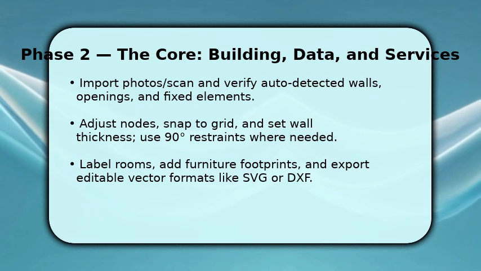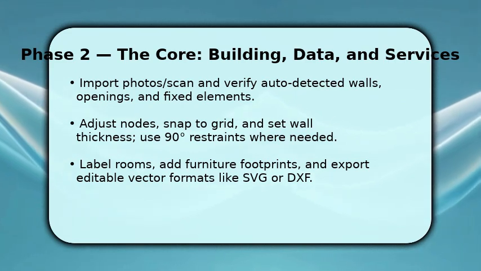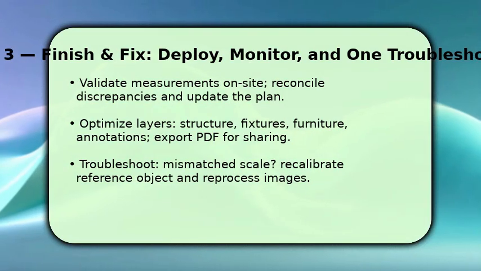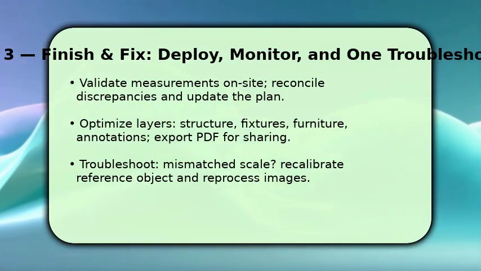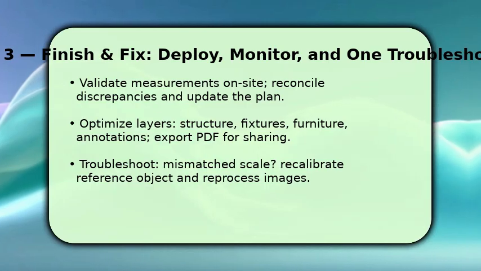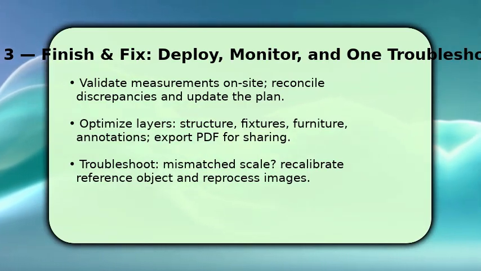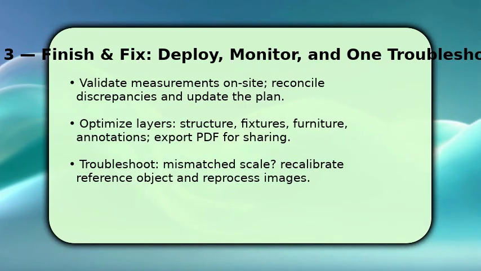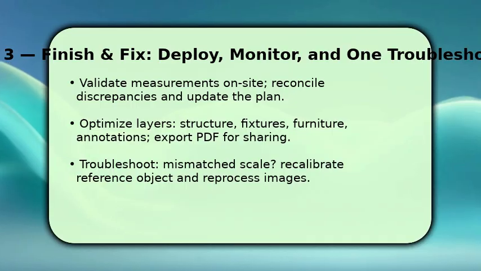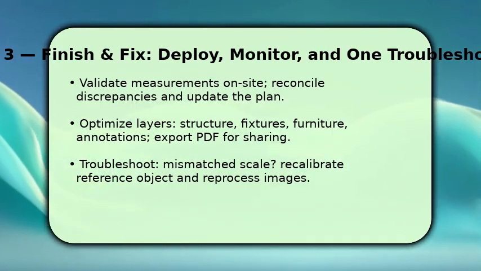To finish, validate the plan against on-site measurements and update any discrepancies. Accuracy matters for construction and permits. Once verified, organize layers: structure, fixtures, furniture, and annotations. Then export a PDF for clients and an editable DXF or SVG for contractors. If things go wrong, like mismatched scale or distorted walls, recalibrate using a known reference object or reprocess the images with corrected scale markers. Finally, document changes.